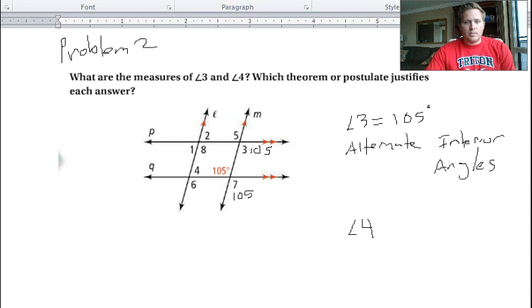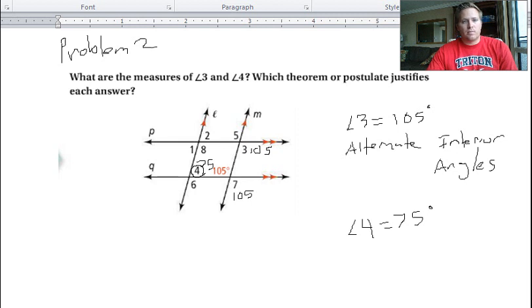Alright, so we got that one. So we're on to my angle number 4. Angle number 4, we can see that we have the line P and the line Q right here. And when they get cut, if I'm looking at these two, 105 and 4 are both on the inside. So they're on the inside, and they're also on the same side, so it means that they are supplementary. So if that is 105, then this one has to be 75 degrees. So we say this is 75 degrees.